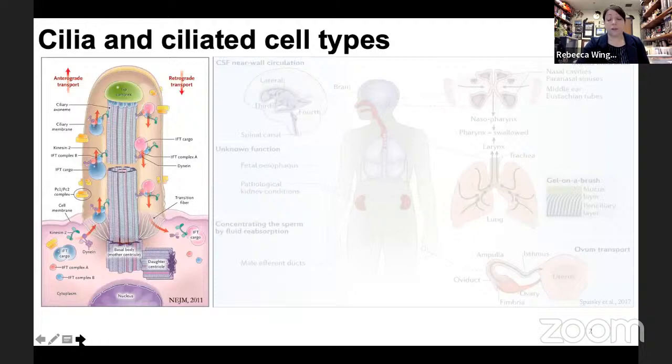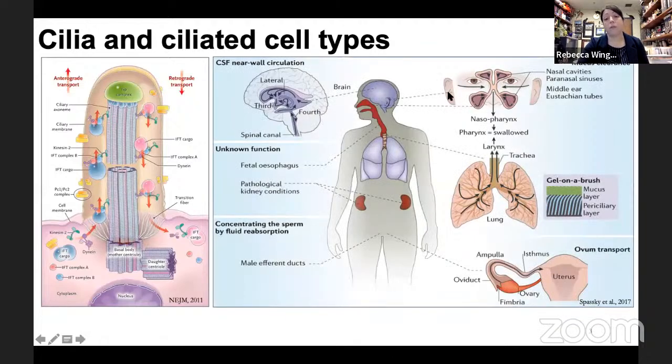So ciliated cells across the body have many essential roles. On the right here, this diagram that I'm showing you is a map of where cells that have multiple cilia are located. Sometimes a cell will have one cilia projecting off. Other times there will be bundles of many of these cilia. There might be a bundle of 10, there might be dozens, in fact, of these cilia projecting off of the cells. In places across the body that are shown here, these are places where there are multiple cilia.